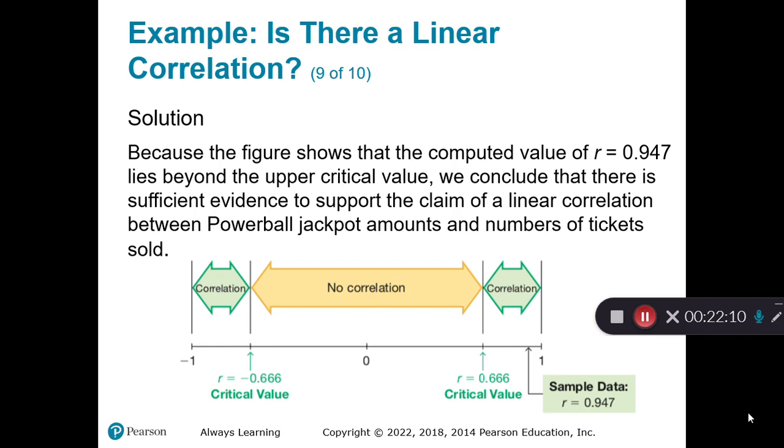If we translate that into English, because we're talking about the Powerball jackpot amounts and the number of tickets sold, we say that there is evidence that there's a linear correlation between the amount of the jackpot and the number of tickets sold. And if you know anything about how lotteries work, this makes sense. The more tickets that are sold, the higher the jackpot amount that could be awarded. So in real world application, that linear relationship does make sense.